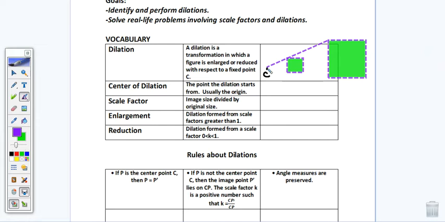C is the point where everything goes from right there. Same thing here: if I drew a line from this point to the point that matches, I'll do my best. Pretty close, right? You get the idea here? That point C, if you draw segments from an original figure to an image figure or vice versa, all these lines are going to meet at point C. It's called a fixed point that all your dilations originate from.